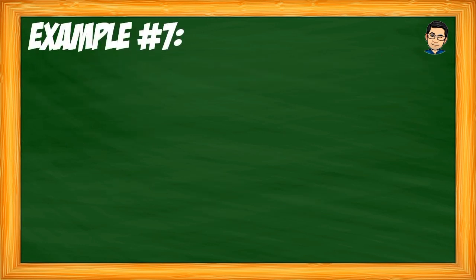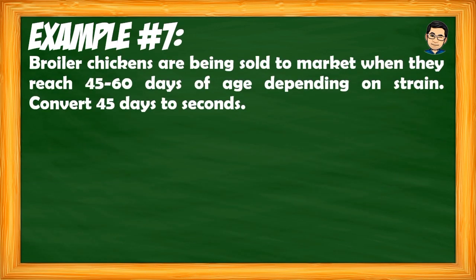For the next example, broiler chickens are being sold to market when they reach 45 to 60 days of age depending on strain. Convert 45 days to seconds. So, yung broiler chickens na yan, ito po yung mga binibenta, kadalasang binibenta po sa market. So, meron kasi tayong tinatawag na 40 days chicken. Okay, kadalasang hinahanda sa piyesta.